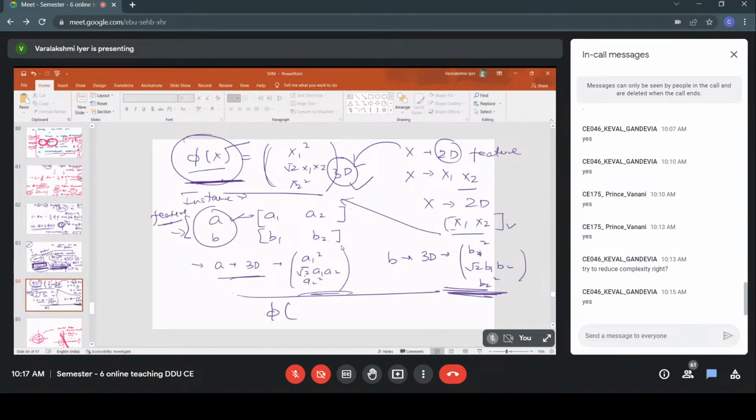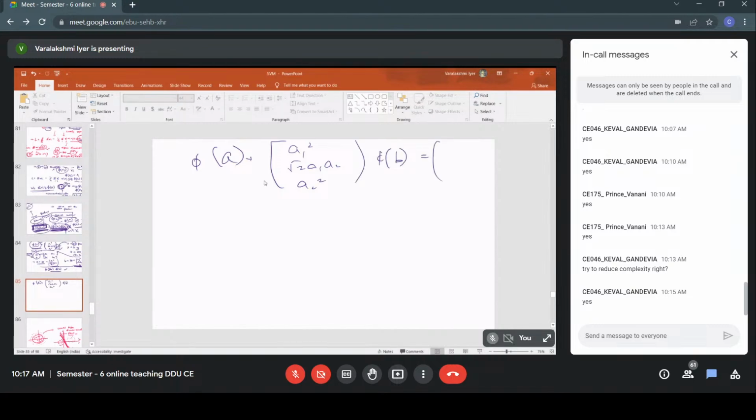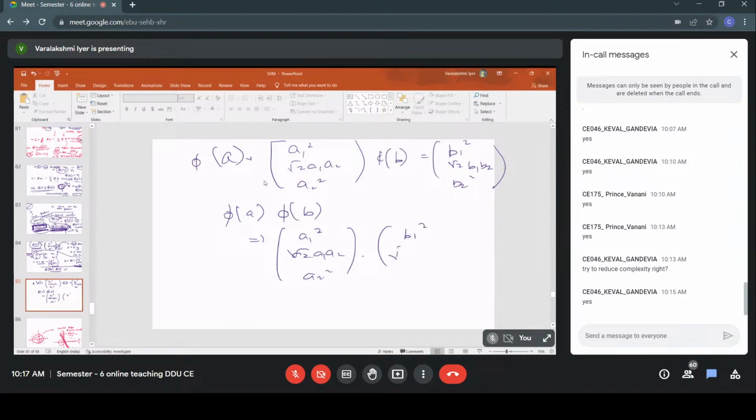Now let us say we are performing the product of phi of a and phi of b. Phi of a is a1 square, root 2 a1 a2, and a2 square, and phi of b is b1 square, root 2 b1 b2, and b2 square. So the product will be a1 square, root 2 a1 a2, a2 square into b1 square, root 2 b1 b2, b2 square. Now if we want to perform the product, we have to transpose this, right? Whenever we are performing the product of this, we have to transpose this in order to perform the appropriate multiplication. So if you perform the product, you will get something like this.